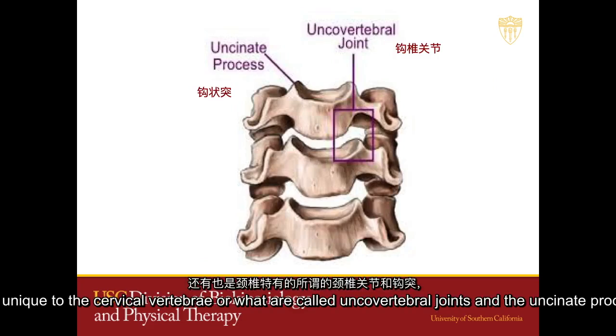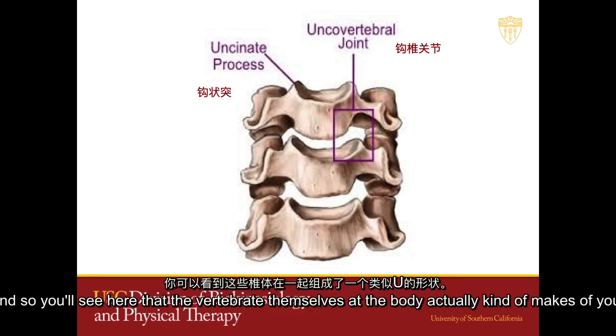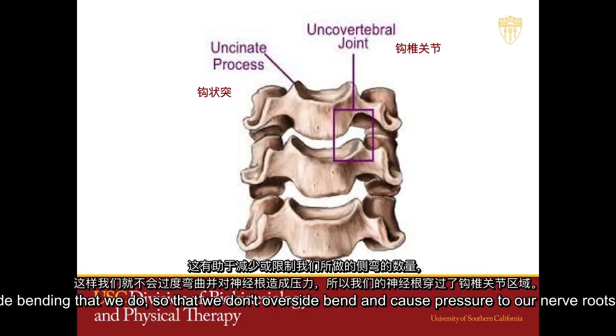Also unique to the cervical vertebrae are what are called uncovertebral joints and the uncinate process. And so you'll see here that the vertebrae themselves at the body actually kind of makes a U. And that is really to help limit the amount of side bending that we do so that we don't over side bend and cause pressure to our nerve roots. So our nerve roots are traveling through the uncovertebral joint area.